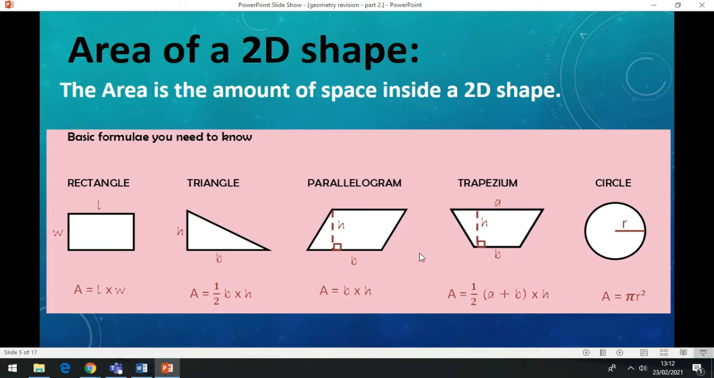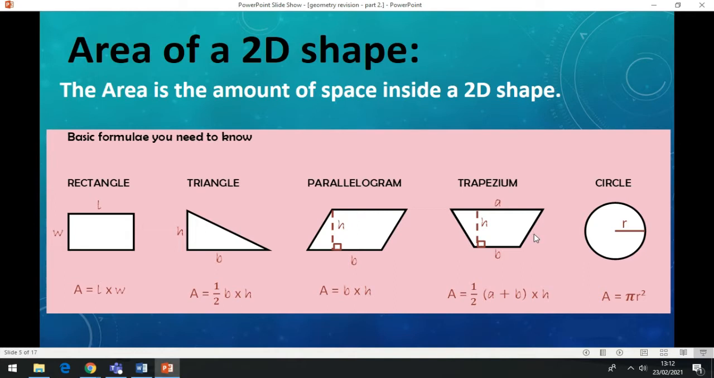Parallelogram is this, if you imagine your two sloping sides of a parallelogram and you squash those up, it would become the same as a rectangle. So actually it is the same formula as a rectangle, but we need to make sure that we use the perpendicular height, not the length of the slopy sides. So the area of a parallelogram is the base times the perpendicular height.